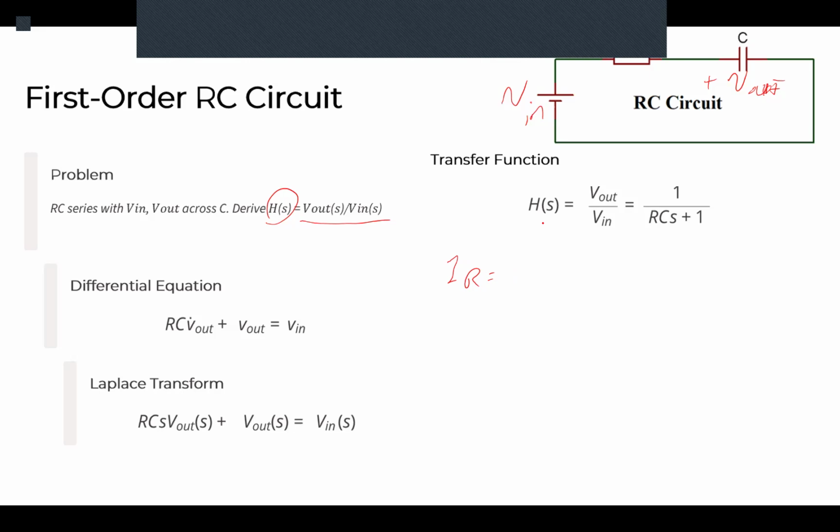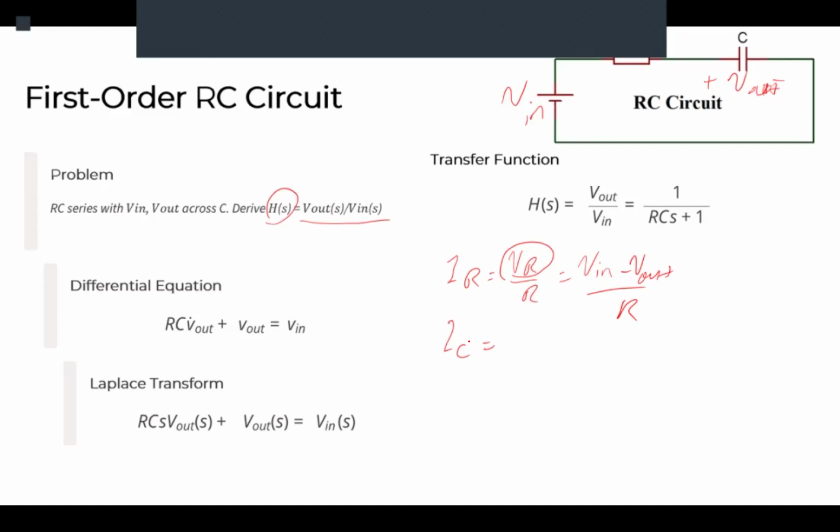What is the voltage across the resistance? If you run a KVL, what is it going to be? I know how we can find IR: it's going to be VR over R. What is VR? V in minus V out, correct? So this one is going to be V in minus V out over R.